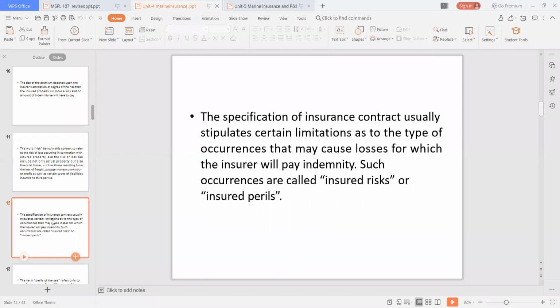Next one. The specification of an insurance contract usually stipulates certain limitations as to the type of occurrences that may cause losses for which the insurer will pay indemnity. Such occurrences are called insured risks or insured perils.